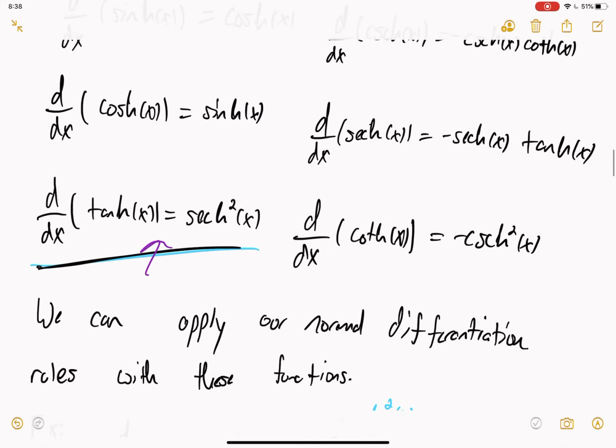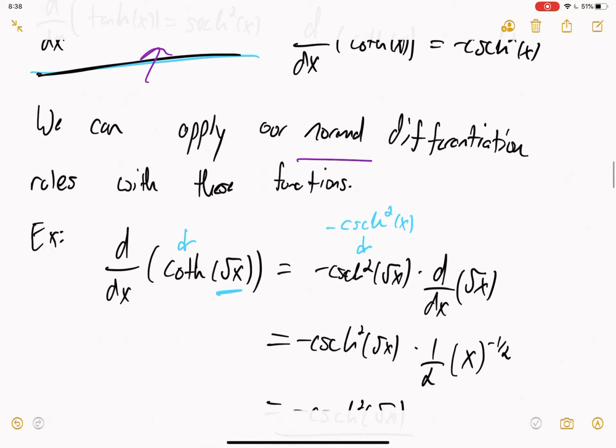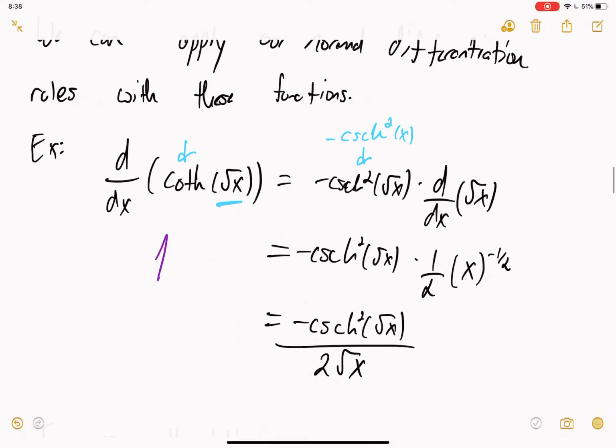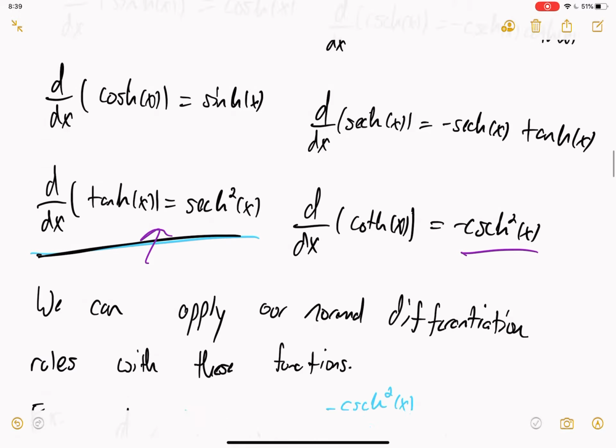Because these are just functions, their derivatives can behave pretty normally, so we can apply our normal differentiation rules with these functions. So the product rule, the quotient rule, the chain rule, and all that. So if we do an example, the derivative of hyperbolic cotangent of the square root of x. We're just going to use the formula that we had above. The derivative of hyperbolic cotangent is going to be negative hyperbolic cosecant squared of square root of x.